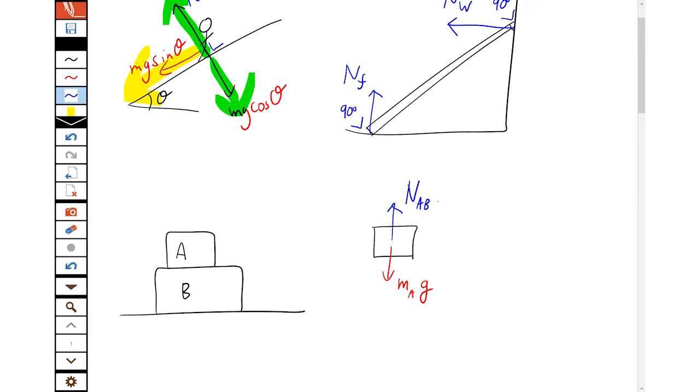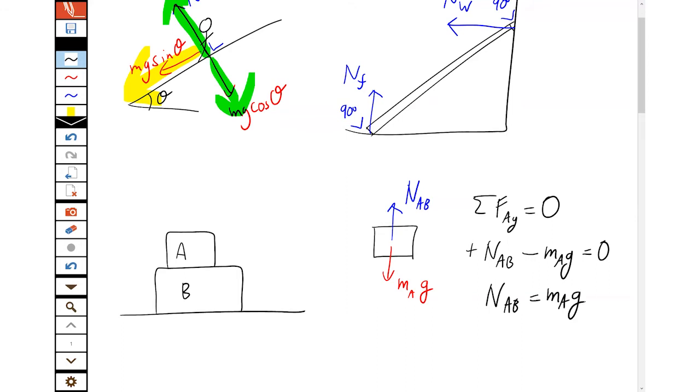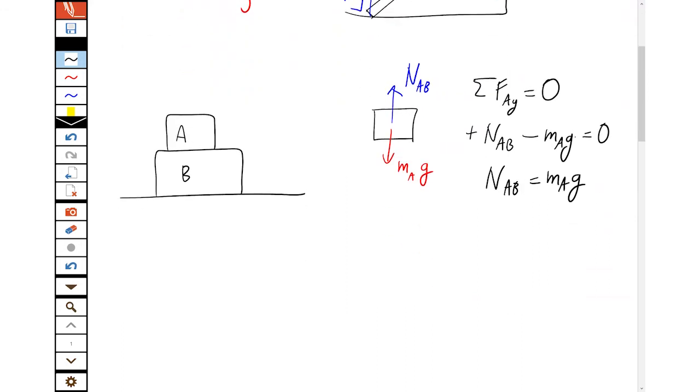Now, if that's just sitting there, the sum of all the vertical forces on A is 0 because it's not going up or down. So you've plus the normal force up minus the weight of A down is 0. So the normal force is the weight of A. Then you move on to block B.